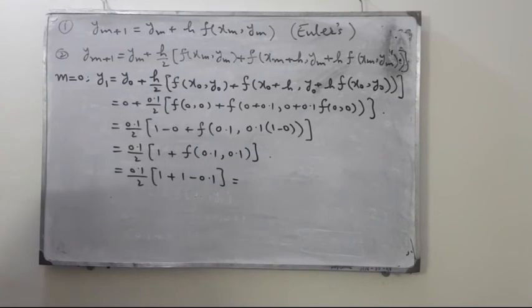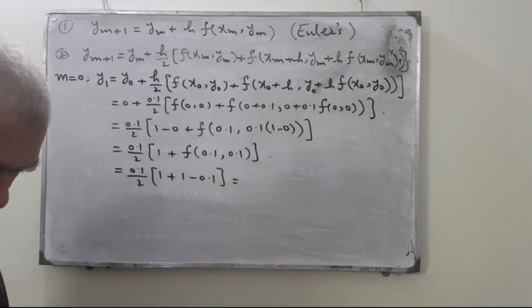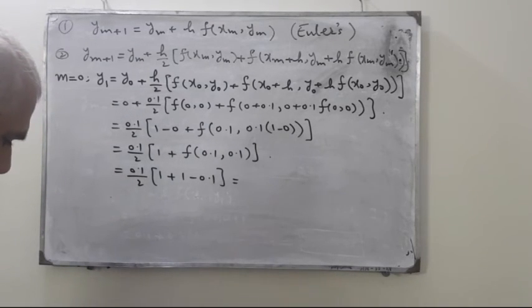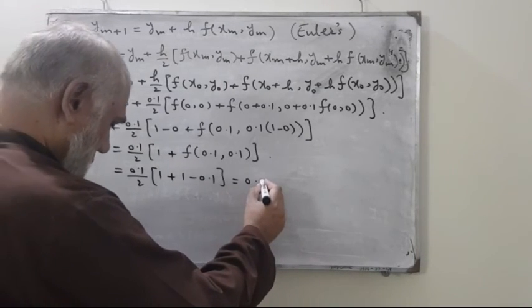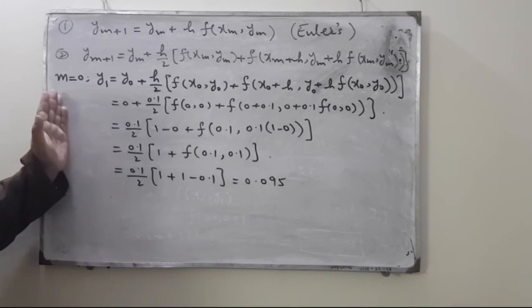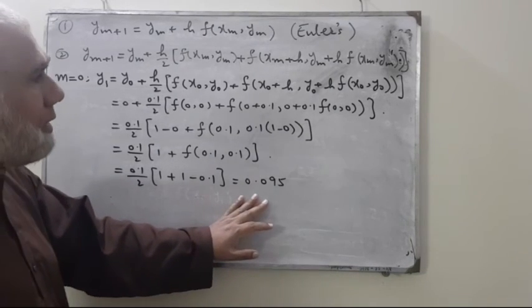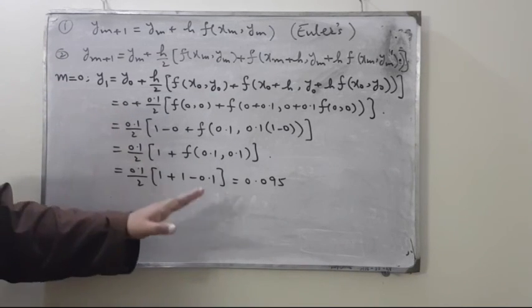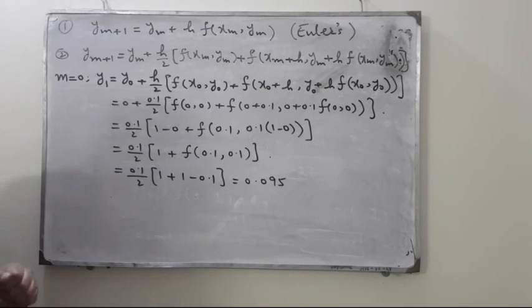On simplifying and using your calculating devices, the result is equal to 0.095. So this is the result for the first iteration by putting m equals to 0. Kindly note it down, and now we are going to change the index here, and I'm going to erase it and calculate the next approximate value for y2.